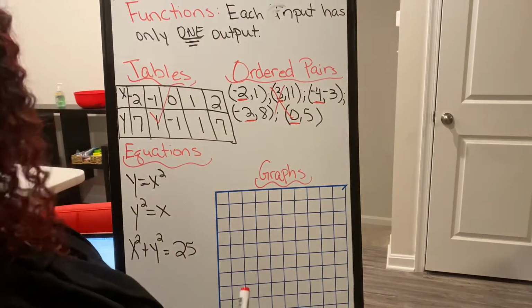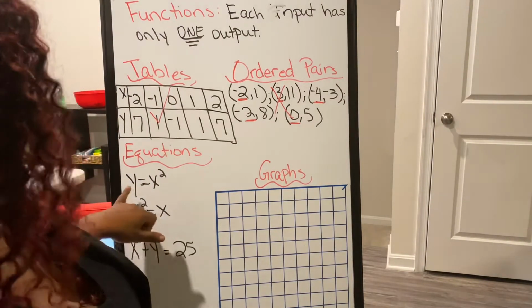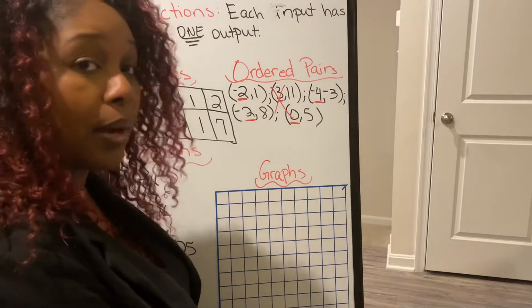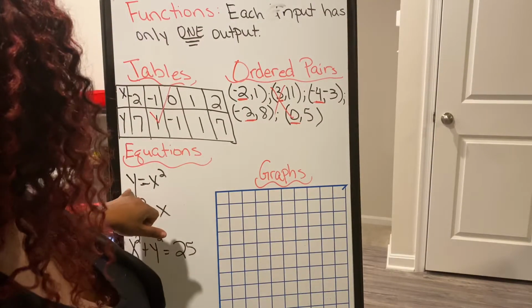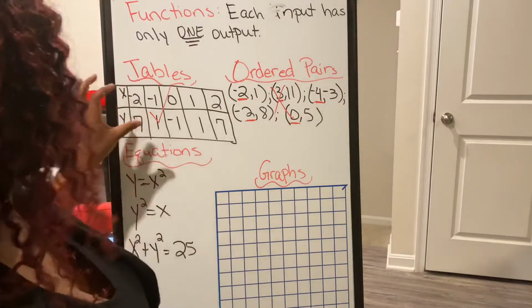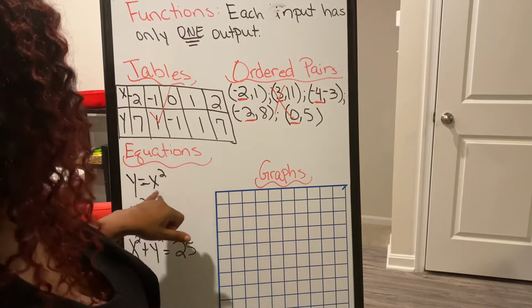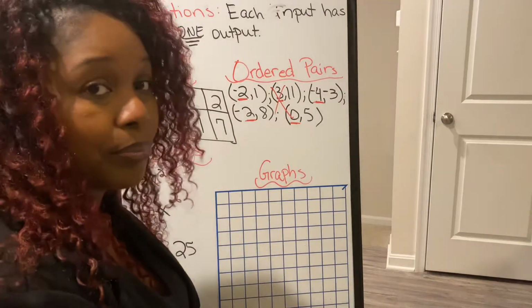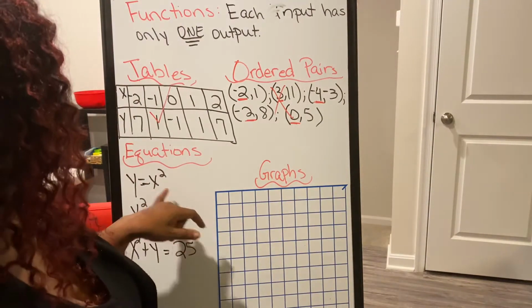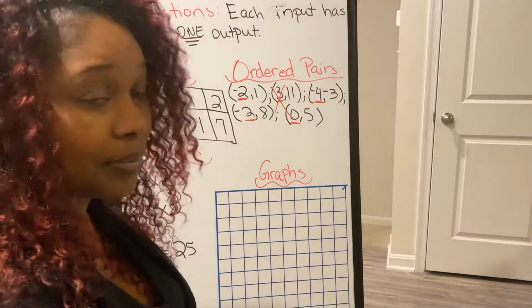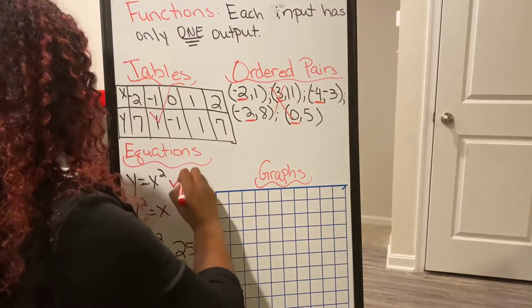What about when I'm looking at an equation? For an equation, we have y equals x to the second power. Well, if I were to make a table like up here, I would notice that my y will always have an x value. The x value is not going to repeat. So this is a yes.